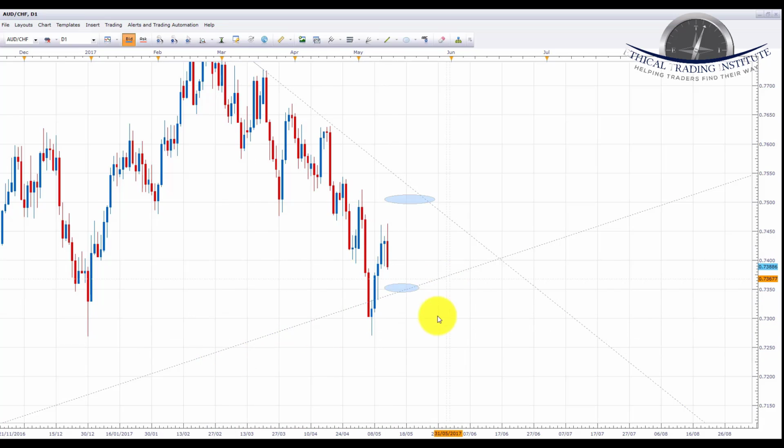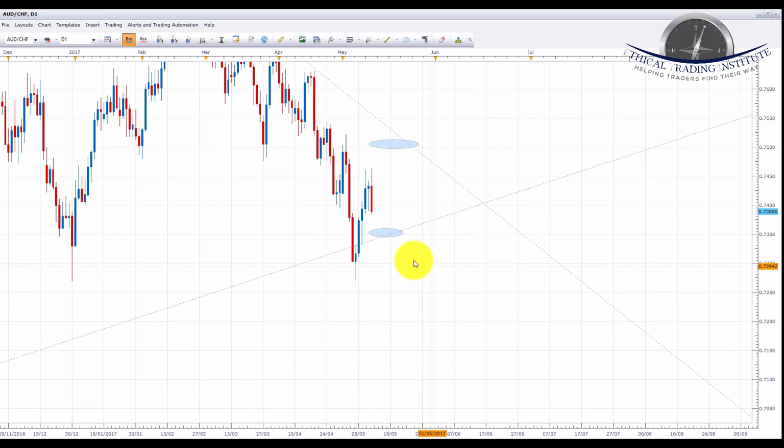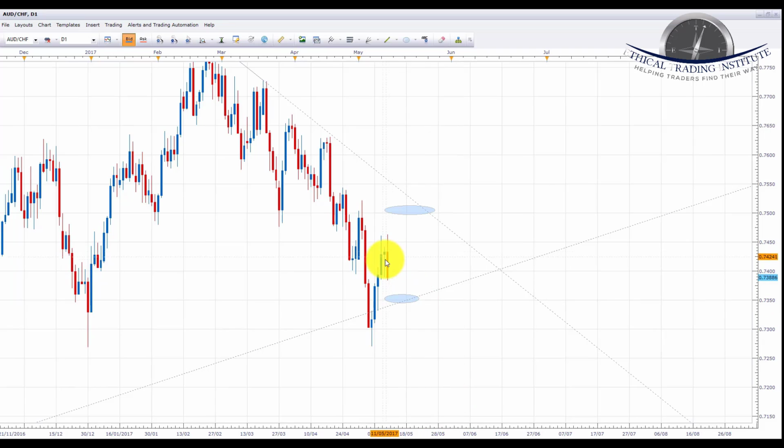If it starts to break out, then we can look at some shorts, but for the time being, I mean, this is pretty much bang in the middle now of these two trend lines. So I do expect a little pullback and then potentially a move up to the 0.7500 area next week.